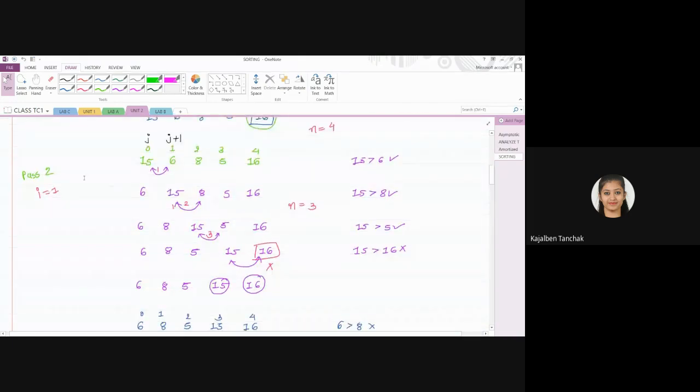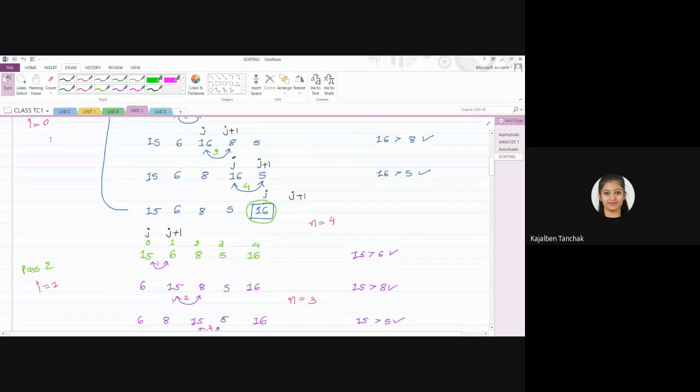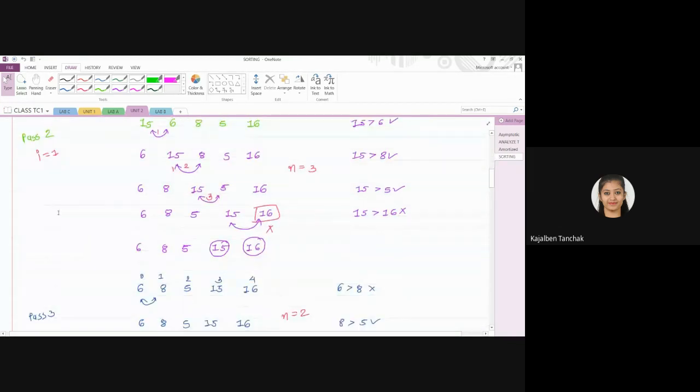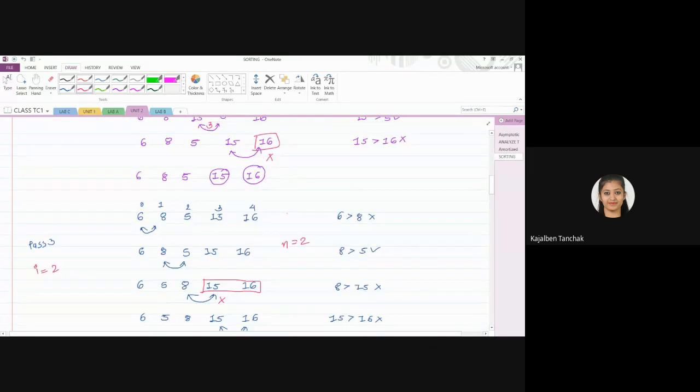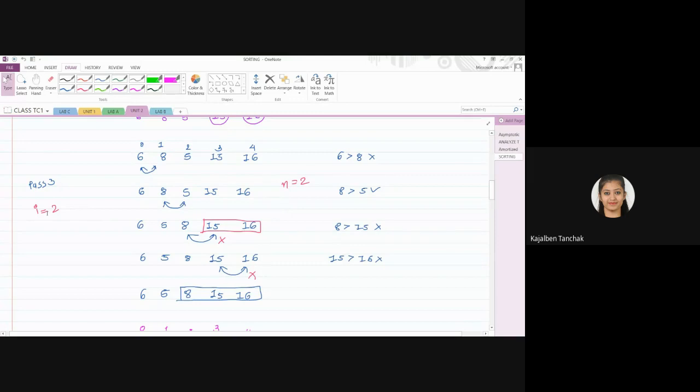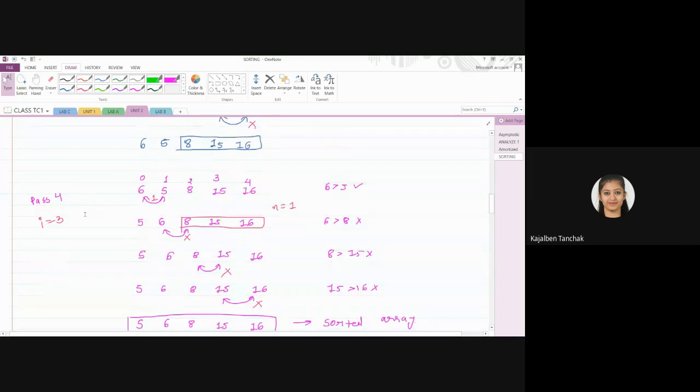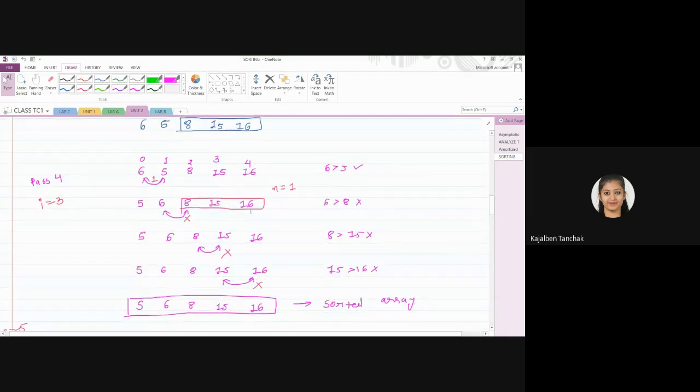पहले पास में क्या था? पास नंबर 0 में 4 कंपैरिजन किए जब i की वैल्यू 0 थी. पास नंबर 2 में क्या था? i की वैल्यू 1 थी. हमने कितने कंपैरिजन डिस्कार्ड किए? 1 कंपैरिजन वी हैव डिस्कार्डेड. फॉर पास 3 यहाँ पे क्या किया हमने? i की वैल्यू 2 थी तब हमने क्या किया था? 2 कंपैरिजन हमने डिस्कार्ड किए, राइट? यहाँ पे i की वैल्यू 3 है तब हमने 3 कंपैरिजन डिस्कार्ड किए, राइट?